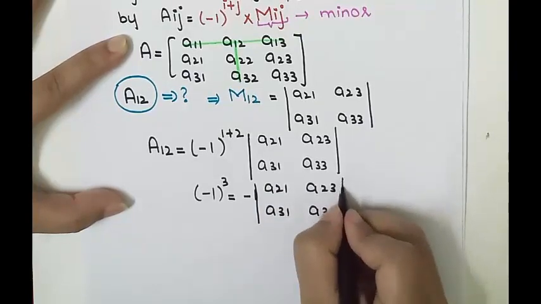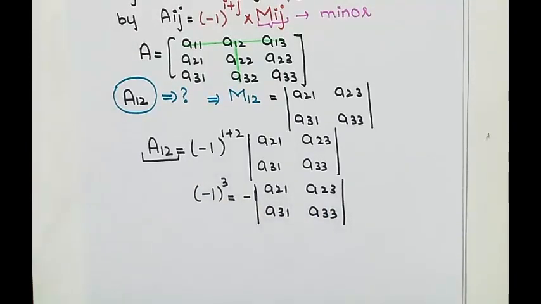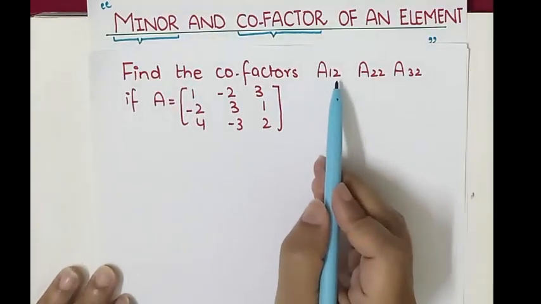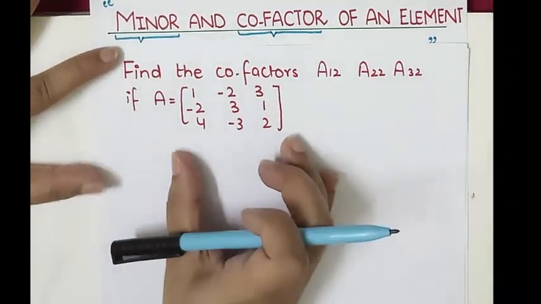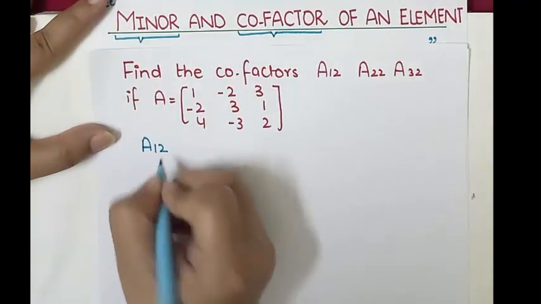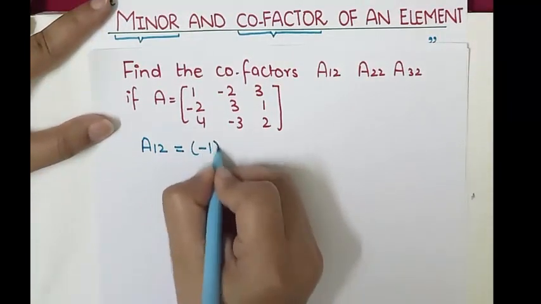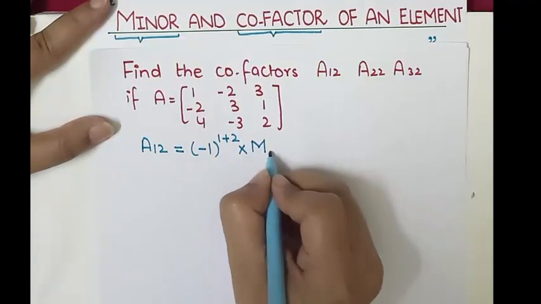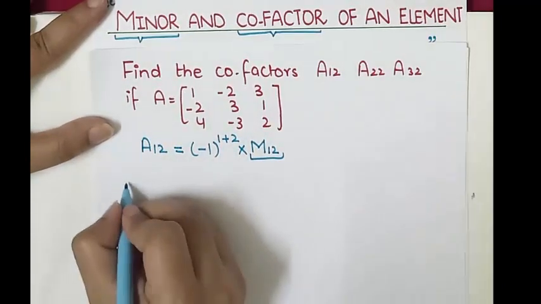So this is the cofactor of A12. Let's take another example. We have to find the cofactors A12, A22 and A32 if A is given by this matrix. To find A12, the formula we have is (-1)^(1+2) multiplied with M12. So first we will find M12.